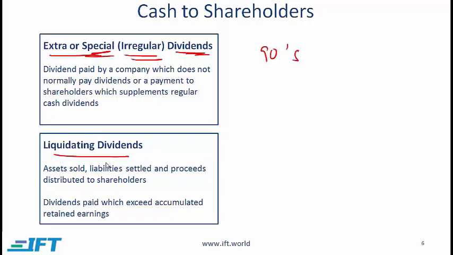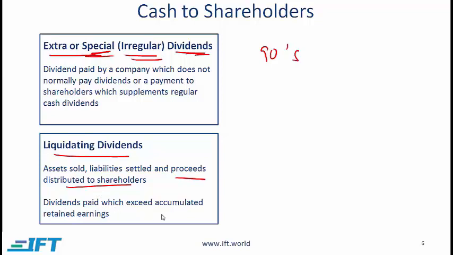Liquidating dividends. If a company goes out of business, it will sell its assets, settle liabilities, and then what is left will be distributed to shareholders. That distribution is called a liquidating dividend. This concept also applies if a company sells a business unit. There again, if the money is distributed to shareholders, it would be called a liquidating dividend.